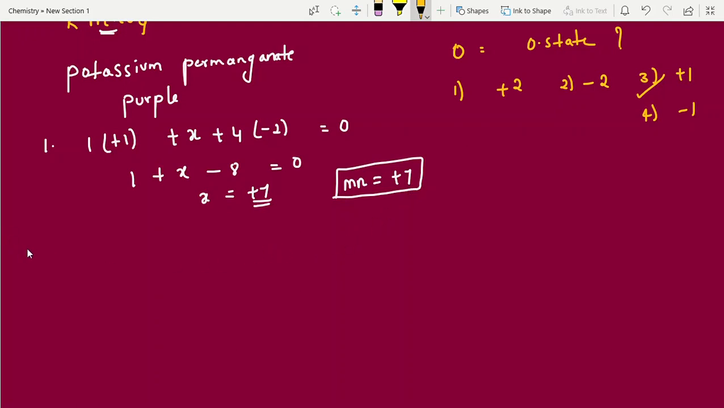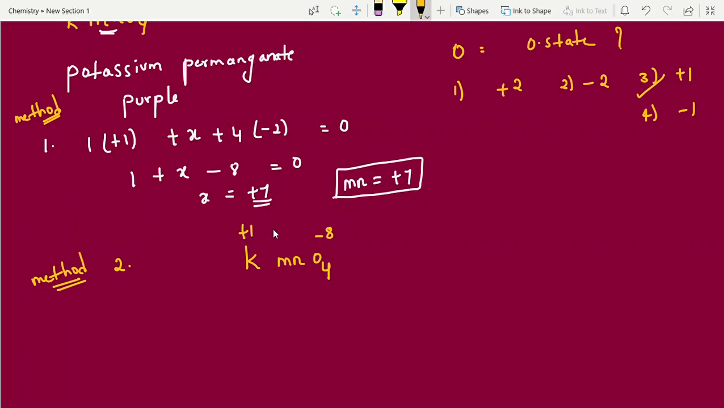Second method. This is method 1. Towards competitive examination, directly you can calculate like this. KMnO4. How many oxygens here? 4. 4 twos are 8. The 2 minus 8. This is potassium +1. This is +1. This is -8.